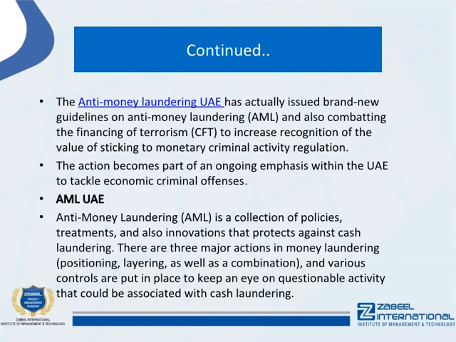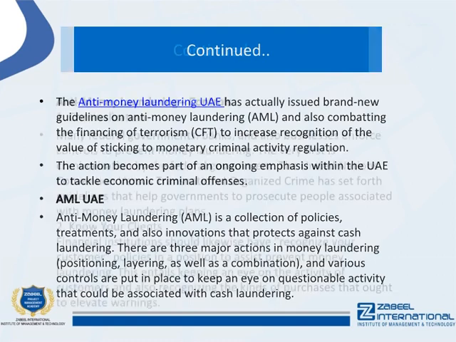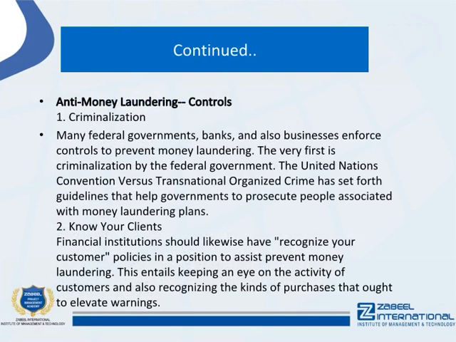AML UAE. Anti-money laundering, AML, is a set of policies, procedures, and technologies that prevents money laundering. There are three major steps in money laundering: placement, layering, and integration, and various controls are put in place to monitor suspicious activity that could be associated with money laundering. Anti-money laundering controls. Criminalization. Many governments, banks, and businesses enforce controls to prevent money laundering. The first is criminalization by the government.